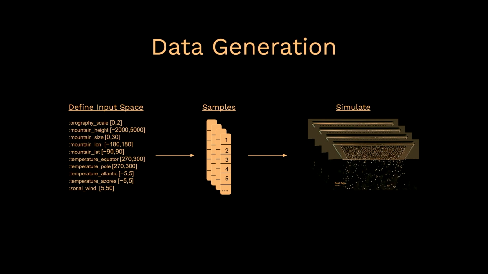But you can see that the simulator has a bunch of parameters of interest, right? So I think I can read it out for you here. It has the orography scale, the mountain height, mountain size, mountain longitude, latitude, temperature of the equator, temperature of the pole, temperature of the Atlantic, temperature of Azores, the zonal wind. And then you see that there are numbers, bounds beside them. This is a very important process because when you sample, you need an upper bound and lower bound. And typically speaking, when you use a model, as a domain expert, you know what region of interest, broadly speaking, that you'd like to use the surrogate in.